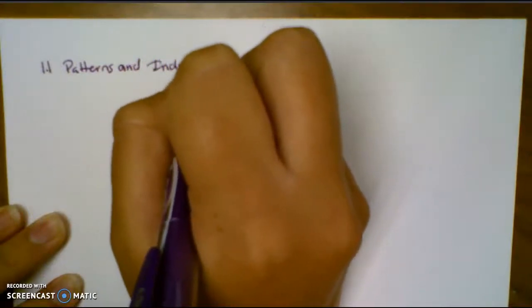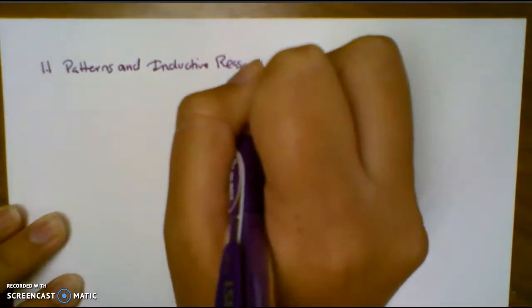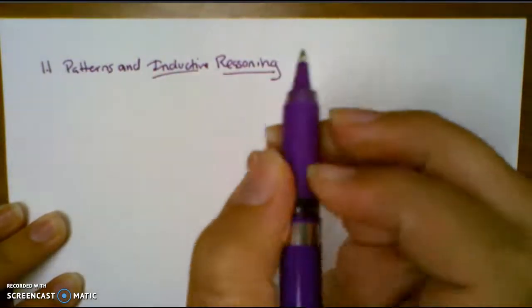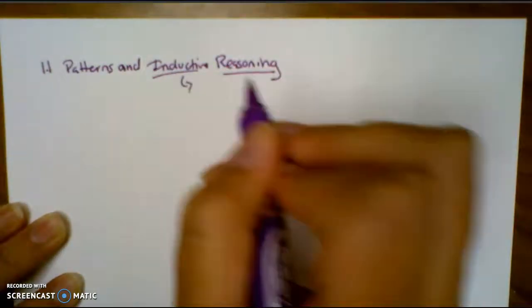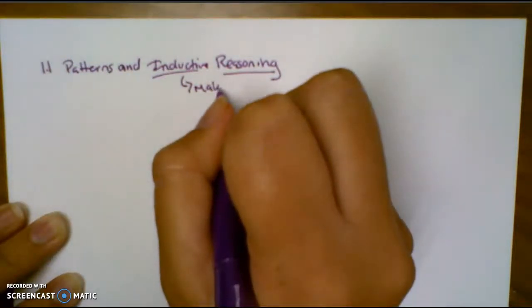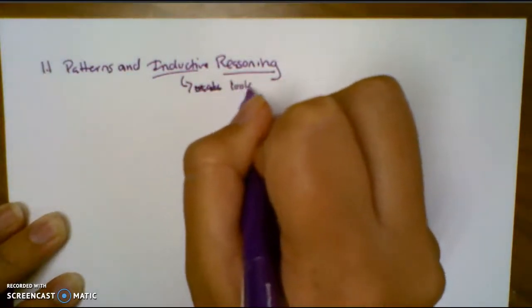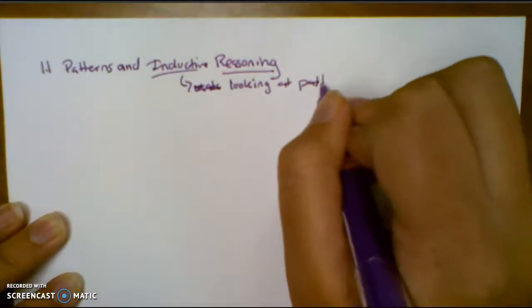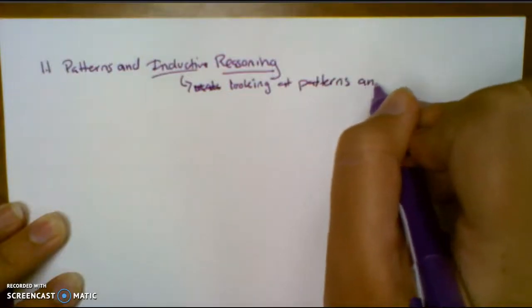Lesson 1.1 is going to be patterns and inductive reasoning. And what that means is that inductive reasoning is looking at patterns and making conjectures. We'll talk about what a conjecture is in a little bit. So again, inductive reasoning is looking at patterns and making conjectures.